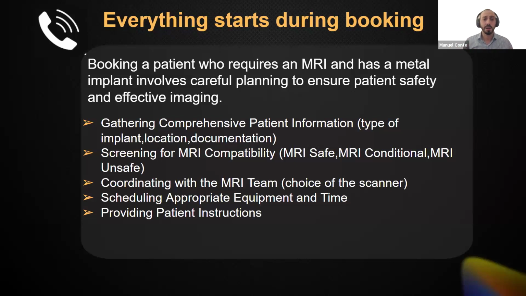After that, it's good to communicate with the MRI team about the MRI compatibility, to check if the implant is MRI safe, MRI conditional, so we can scan it but under certain conditions, or MRI unsafe. Then it's good to coordinate with the MRI team, choose the scanner, and schedule the appropriate equipment and time, because normally MARS protocols take longer, and patients with metal implants may have less mobility, so it's good to increase the appointment time.